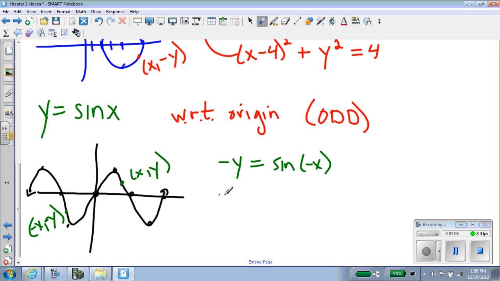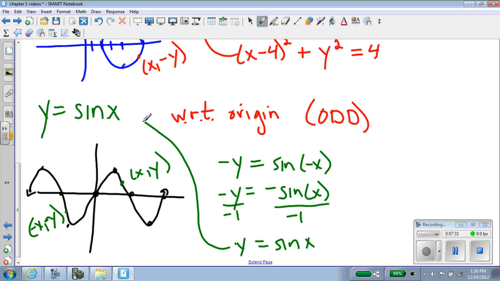Well, since this is trig, it's going to require an identity. The sine of negative x, by the even and odd identities, says that that is the negative sine of x. And if I multiply both sides by negative 1 or divide both sides by negative 1, either way, I come back to y equals sine of x, my original equation. Okay.